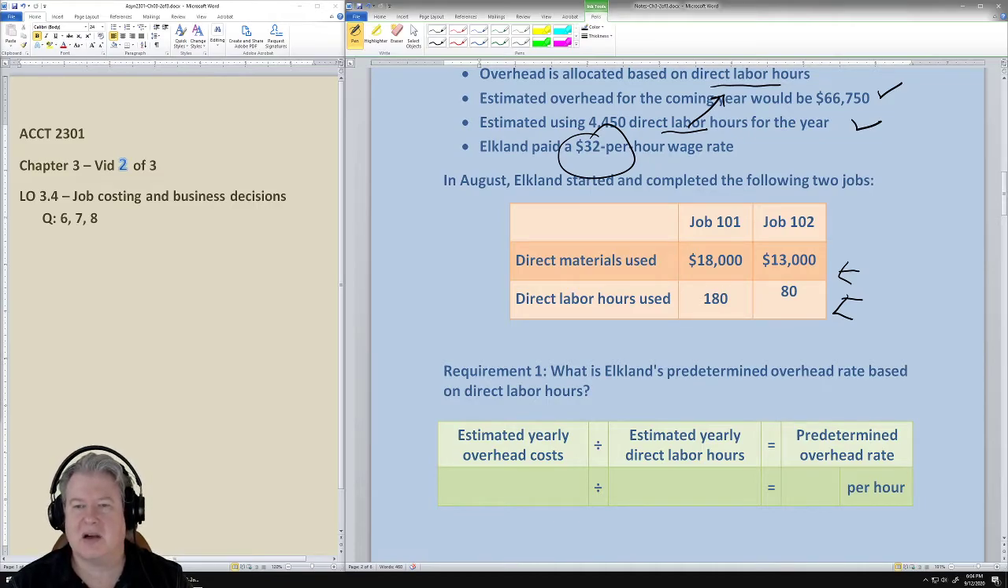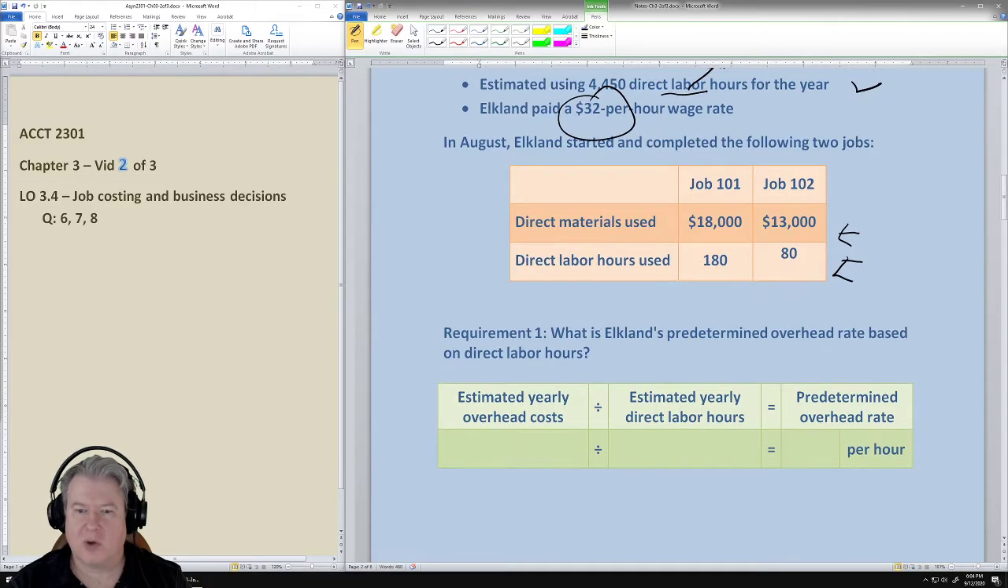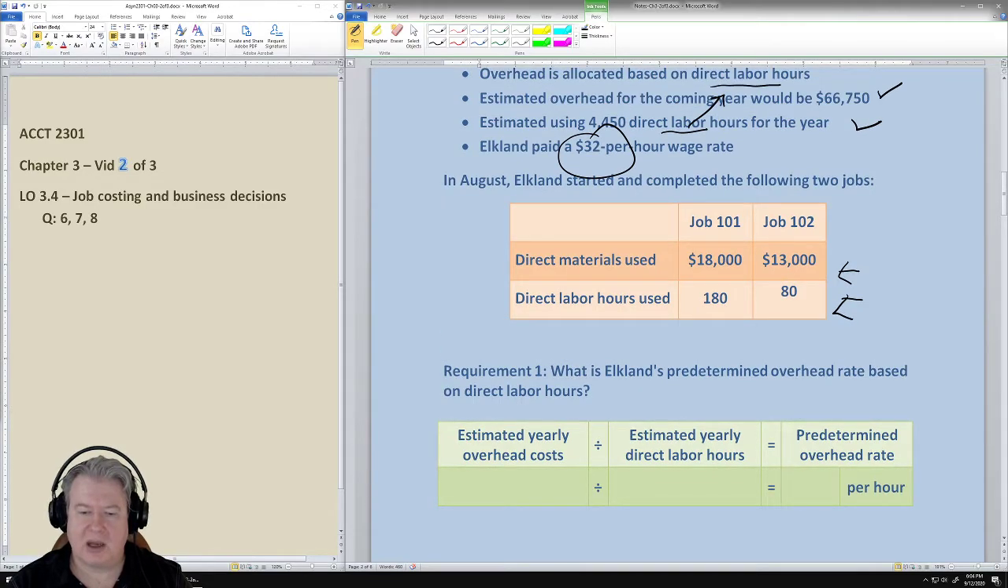It's the calculation of the MOH. So what is our first step? If you remember in our last video, we start off with our total estimated costs, and here it is $66,750. And what is our total estimated labor hours?